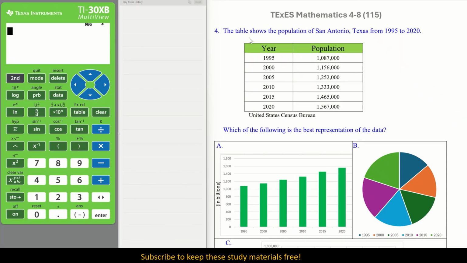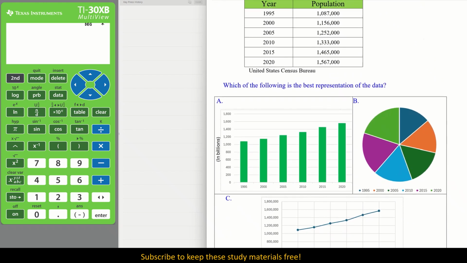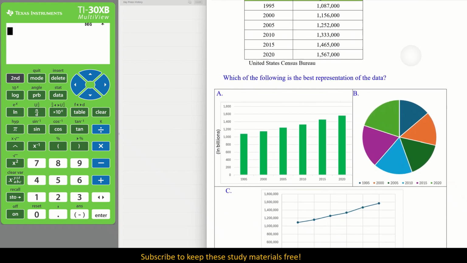Number 4, the table shows the population of San Antonio, Texas from 1995 to 2020. Okay. And we can see that the values are in millions and they're telling us that it's real stats. And it is. Which of the following is the best representation of the data? All right, let me move up just a little bit here. Okay, so we can kind of see what we're getting ourselves into.